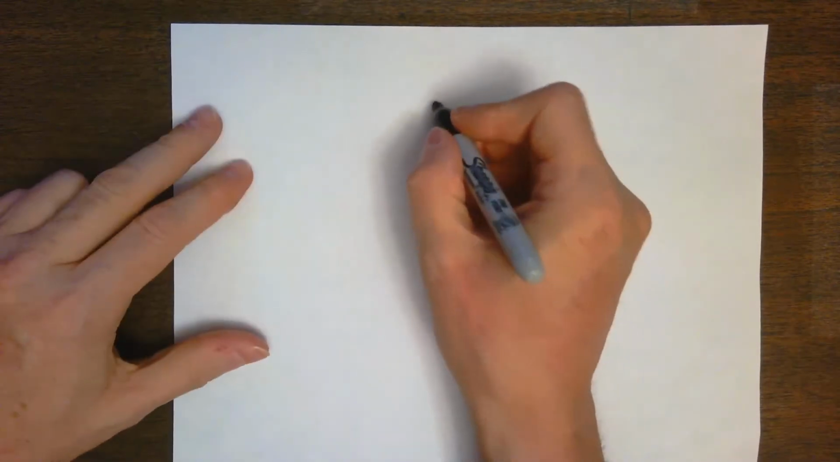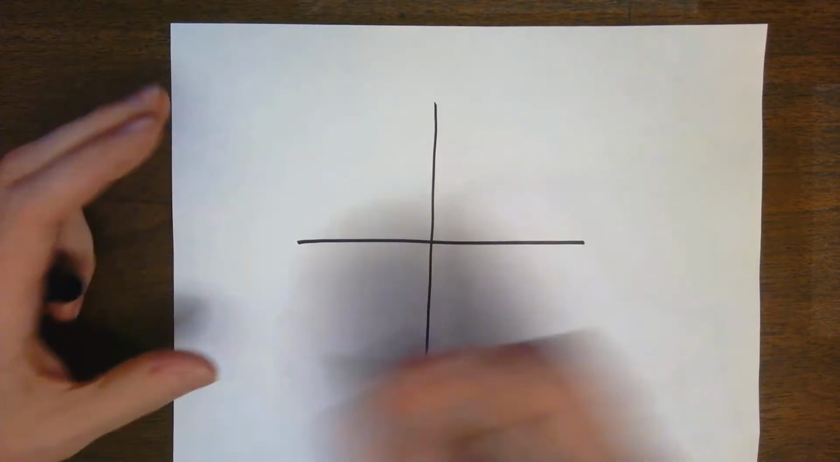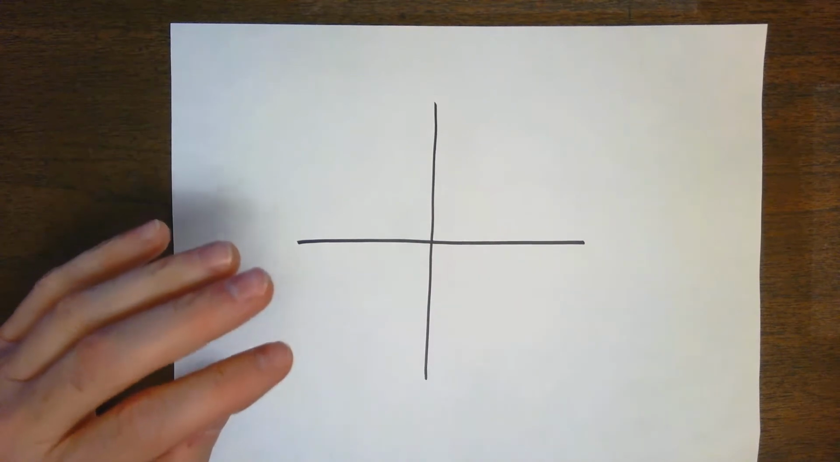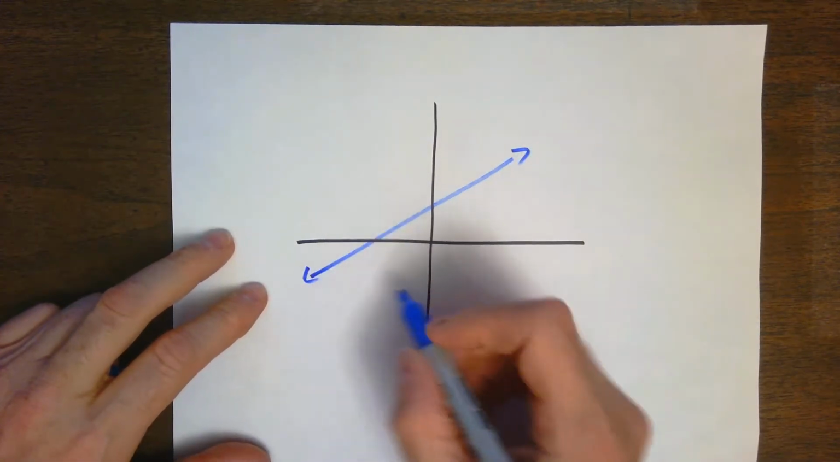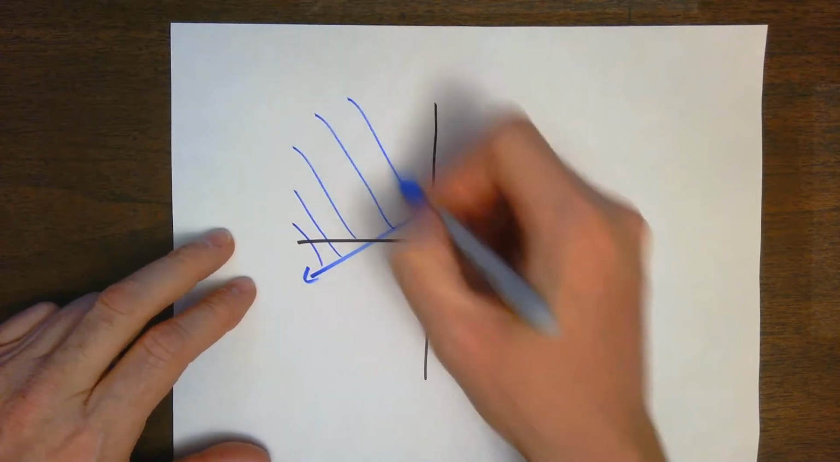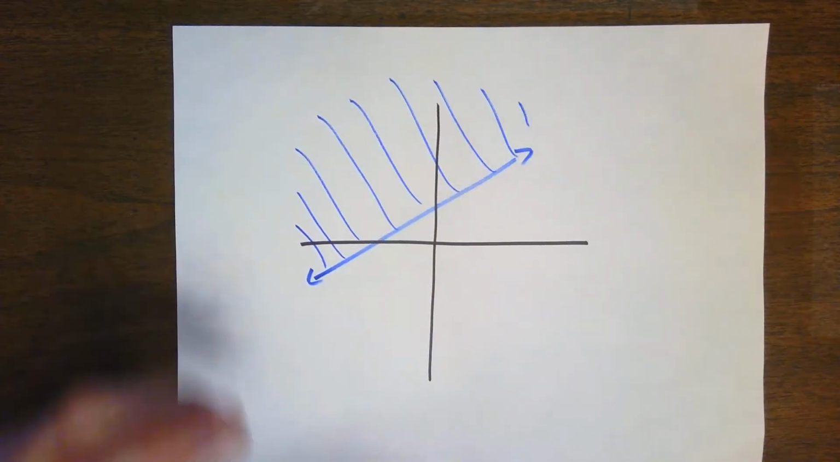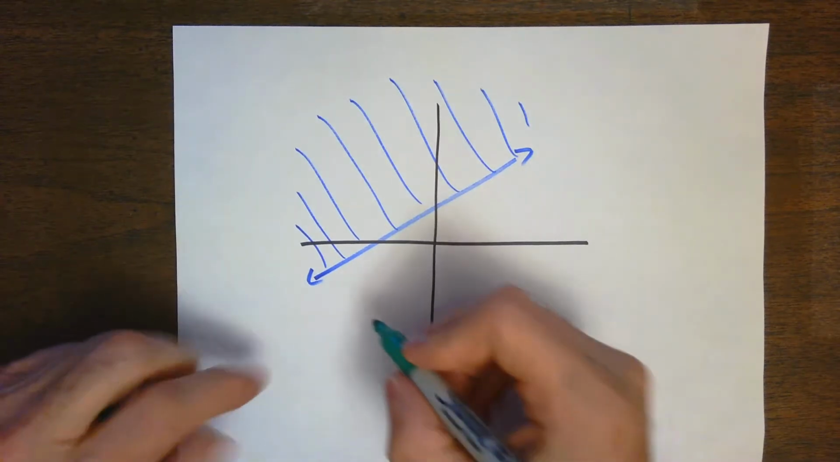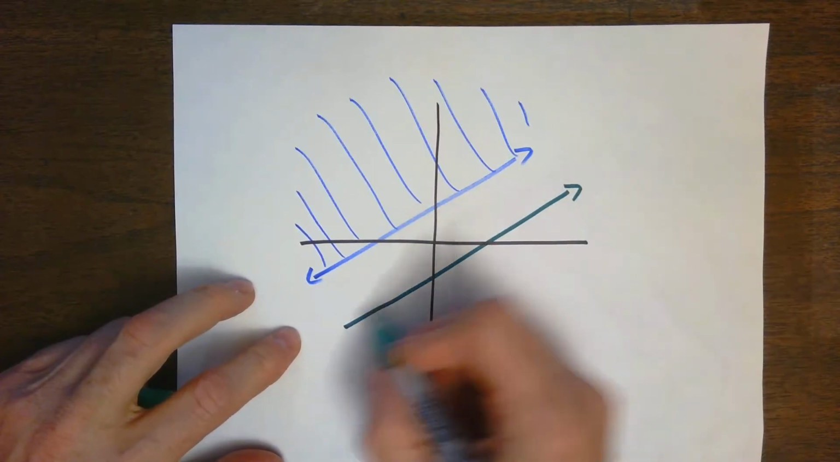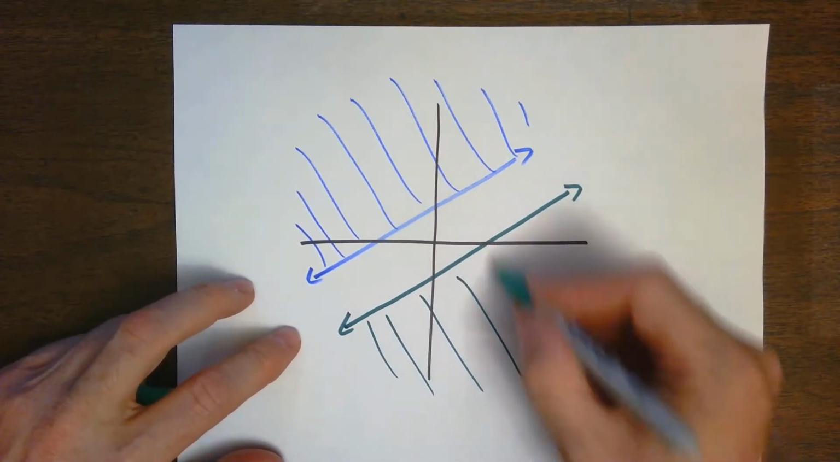Well, what if I had a system that looked like this, where I've got one line right here, and I'm going to shade above this line, and then I'm going to have another line that's parallel, shaded below that line.